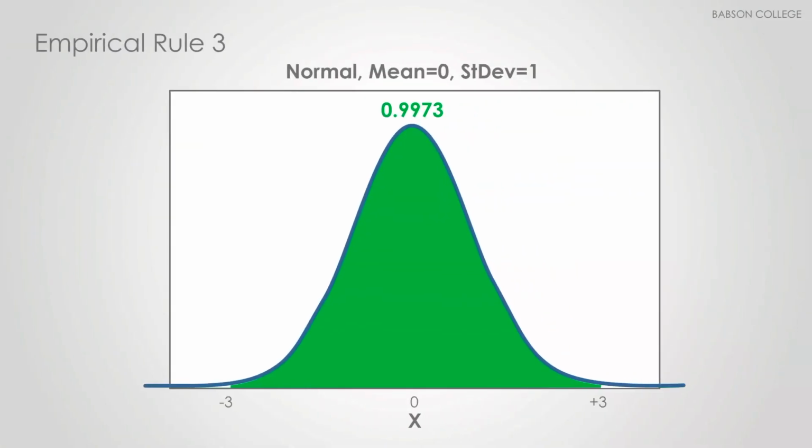Third, about 99.73% of all data points in a normal distribution fall between plus and minus 3 standard deviations from the mean. As you can see in this visual, there is not much white space showing in the tails. This white space equates to a little bit more than 1/4 of 1%.